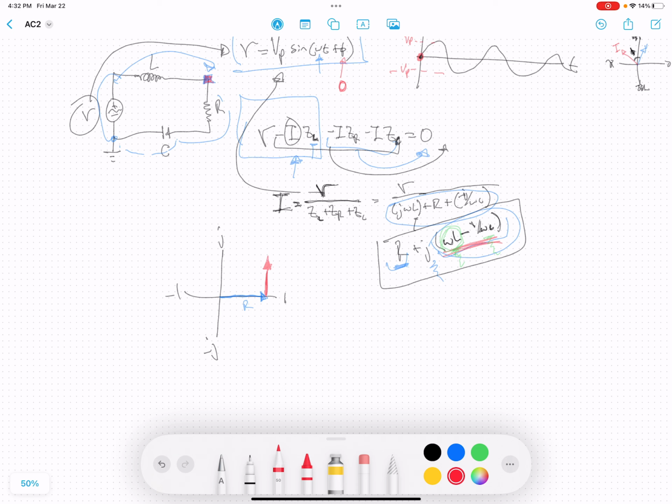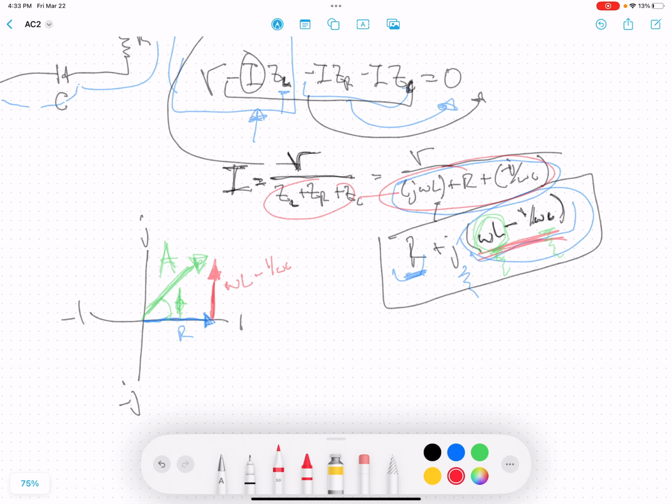So here are my pieces, right? And this is going to be omega L minus 1 over omega C, right? That's the magnitude of that piece. And so the resultant vector here, let's call it A for fun, it has some offset angle phi, okay? So now I'm staring at this thing. And this is kind of the important piece of all of this, because now I can rewrite, I have this pretty messy expression that I can now use this relationship.